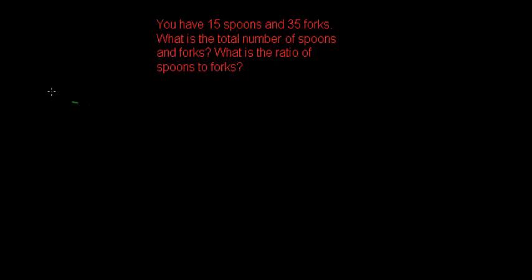So first it asks what is the total number. So that should be easy. It should be 15 plus 35. And what does that equal? That's going to equal 50. So there's 50 spoons and forks total.